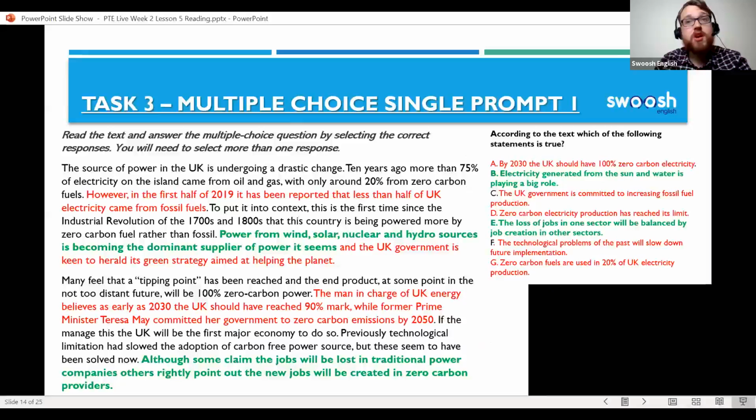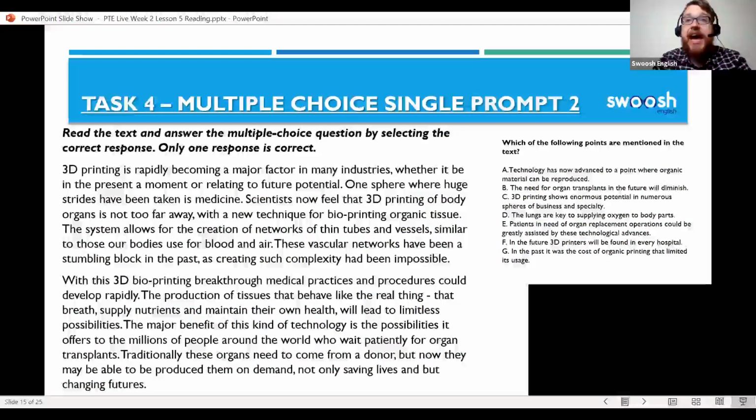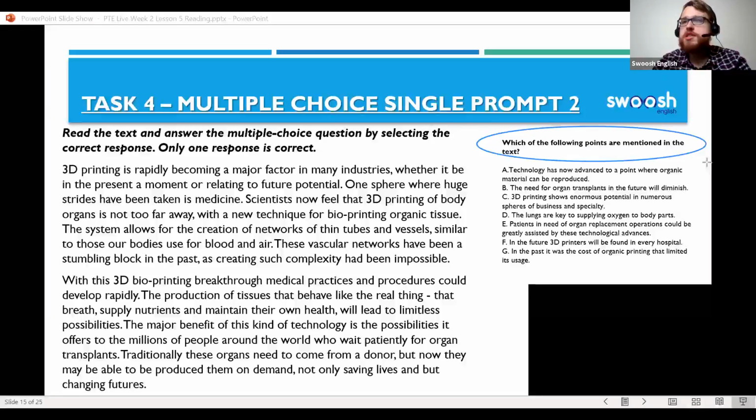Let's move on to our second prompt of the day. So we have a new passage and a new set of questions. Let's think about what we have to do. Remember, you need to make sure that you are sure about what the question is asking us. And what is the question asking us today? The question is, which of the following points are mentioned in the text?